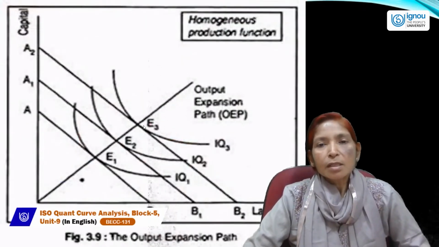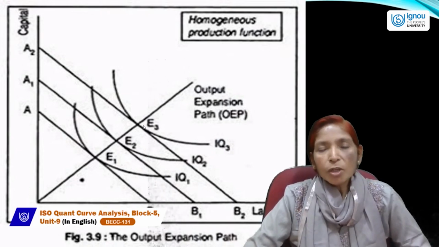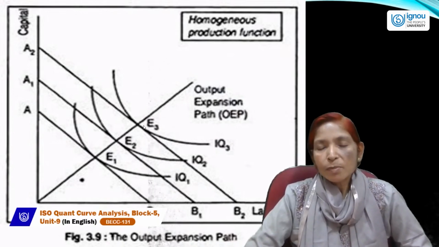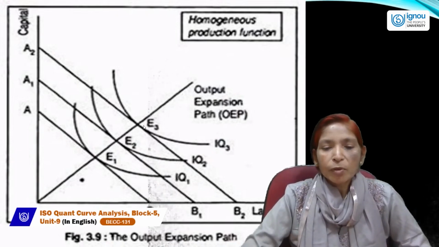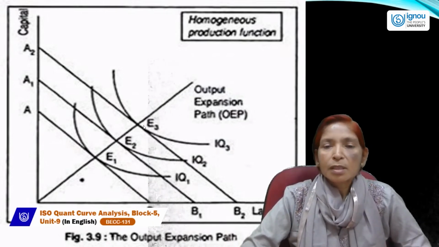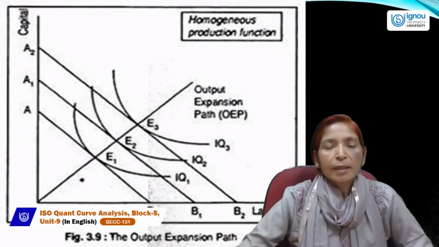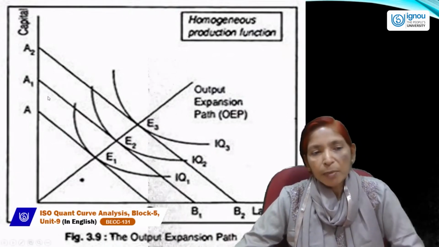Constant returns to scale is also known as a homogeneous production function. The homogeneous production function is presented by Cobb-Douglas. Cobb-Douglas always says that there is a homogeneous production function situation when we use the same level of input and get the same level of output, then the ratio of input and output is the same. In that case, the homogeneous production function law will be applicable.